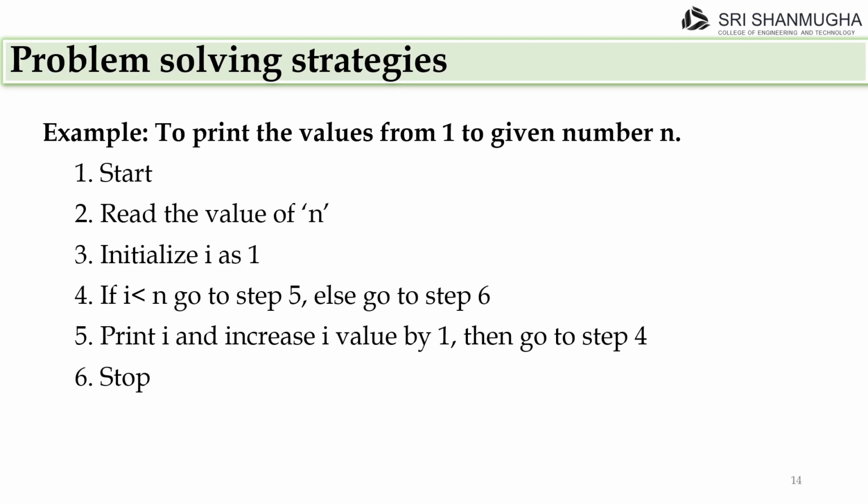Initially I am starting the program. Next, reading the value of n. Now I am initializing the value of I as 1. Now it's checking the condition I is less than n. That means if the value of I is less than the value of n, which step does it go to? Step 5, that is, it prints I and increases the value of I by 1. Then again it moves to step 4. So it keeps repeating this operation until the condition gets true. Finally, it will print and stop.